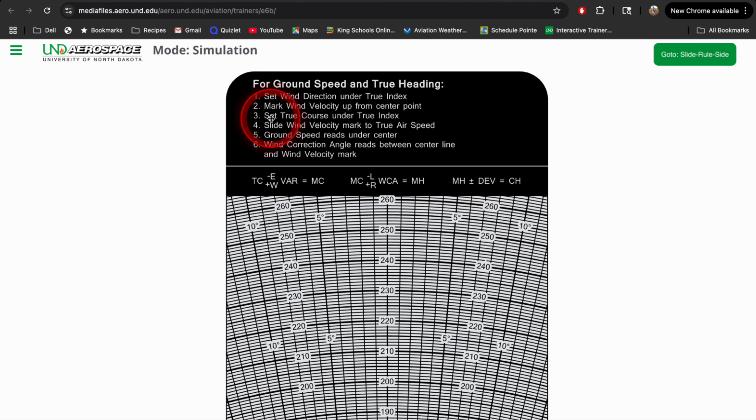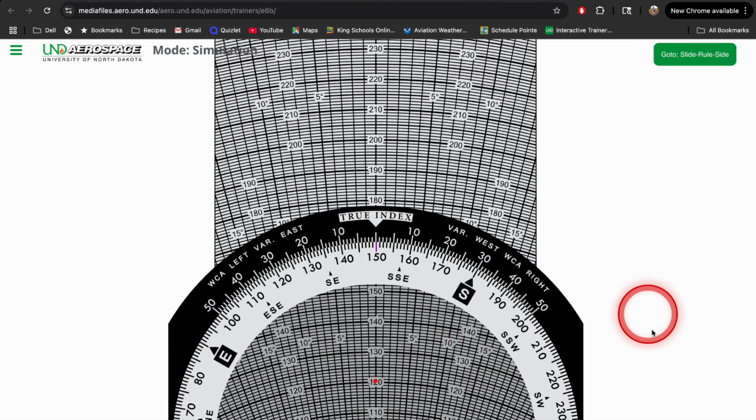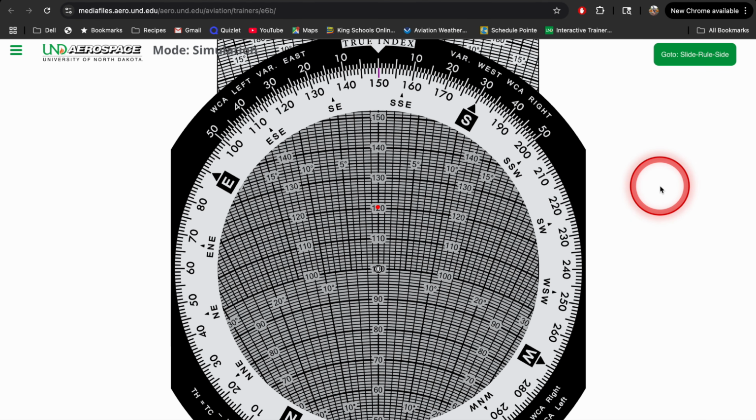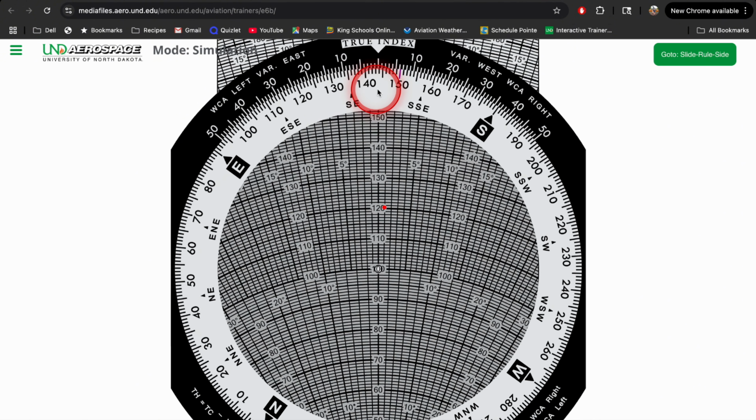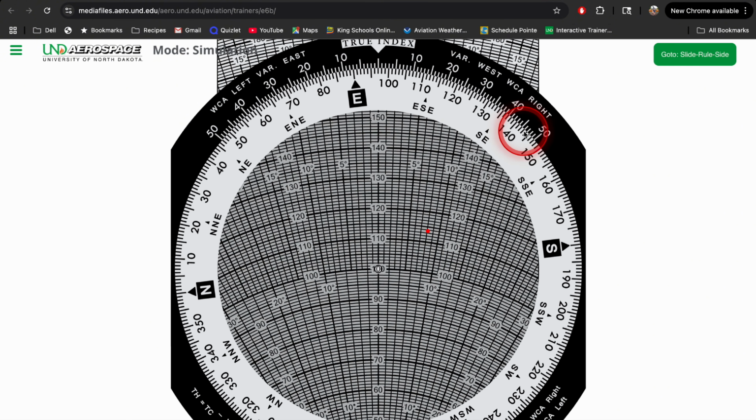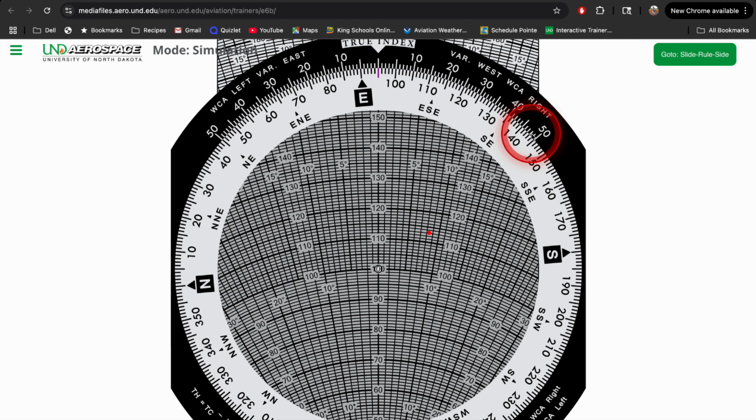Step number 3, set the true course under the true index. So now we're going to rotate this and put our course at the top. Our course was 95, right there. East is 90, there's 100, so 95 is right there in the middle.